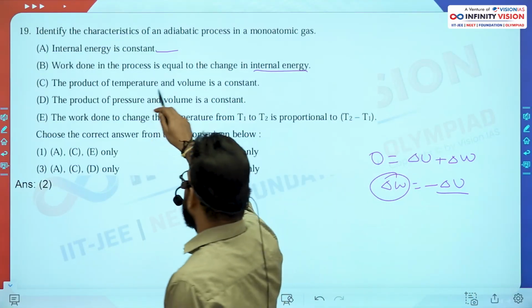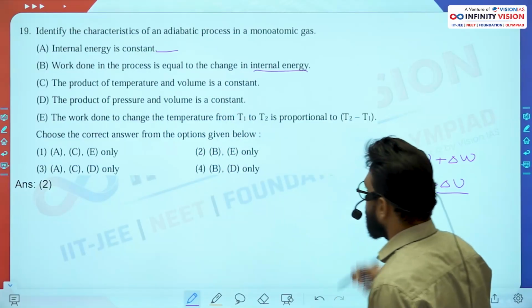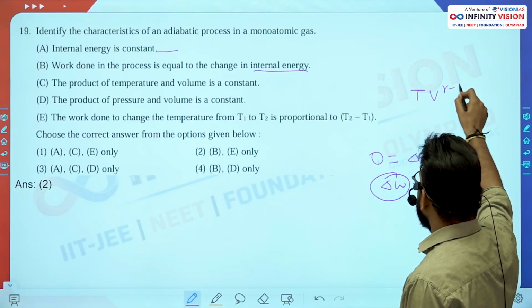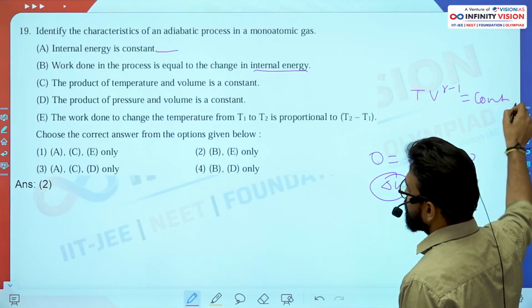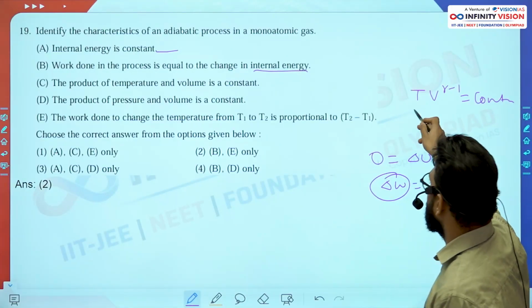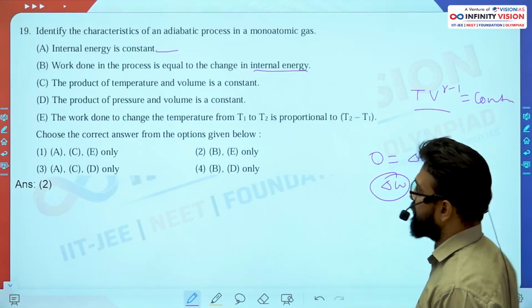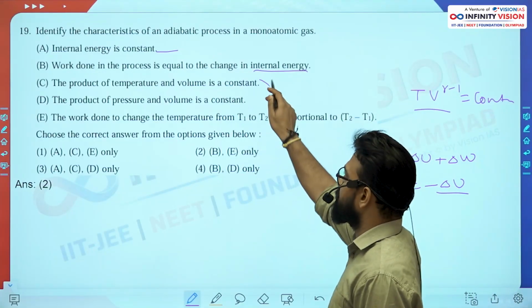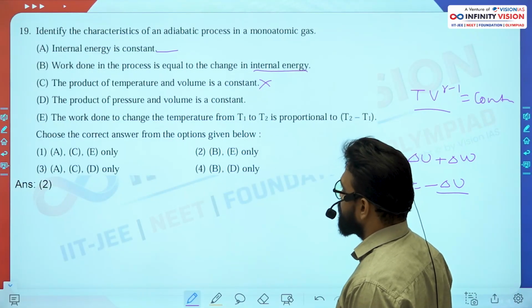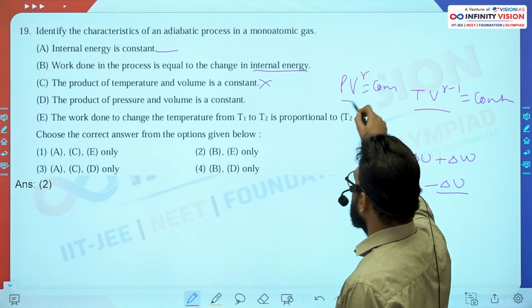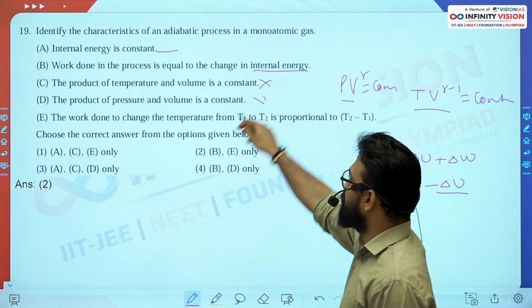The product of the temperature and the volume is constant. We already know that temperature into volume to the power gamma minus 1 remains constant. So this is not the product of temperature into volume. Now, the product of pressure and volume: P into V gamma remains constant, not P into V. So this is also not true.